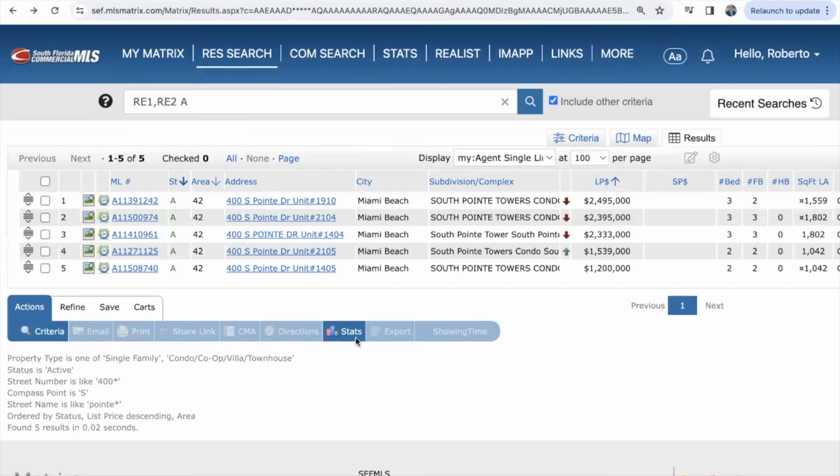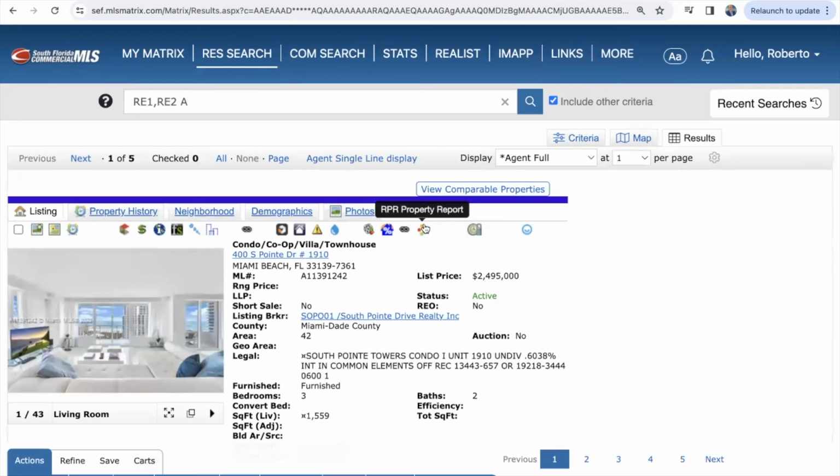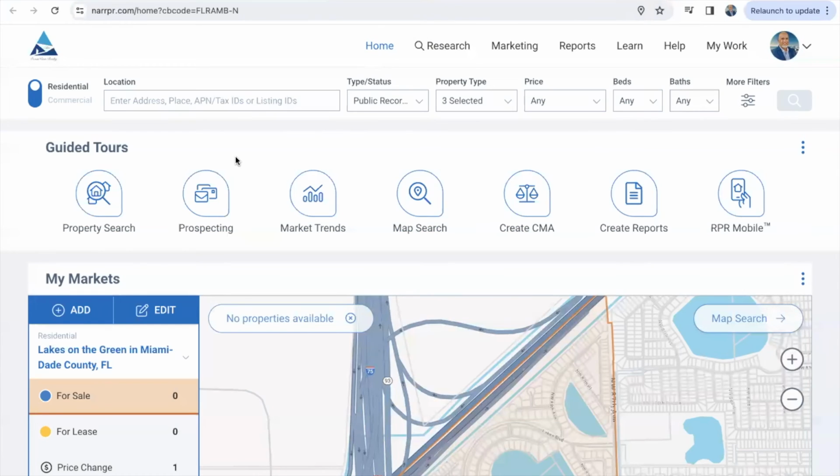You can always come here and click on the RPR logo and it's going to open up RPR. Does anyone have another address, a single family home they want me to use? I don't know, your neighbor. Doesn't matter. You don't have to give me one of the properties you're using. I have another one.